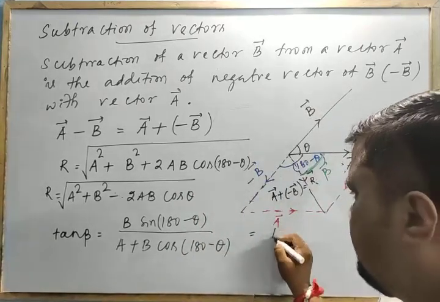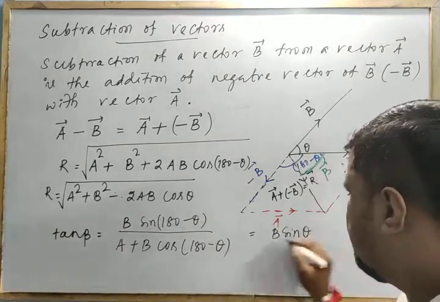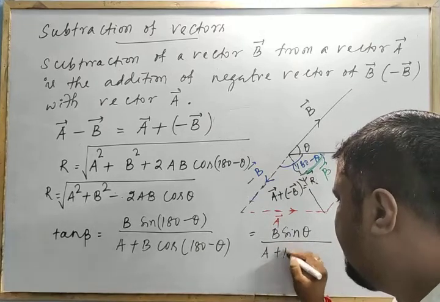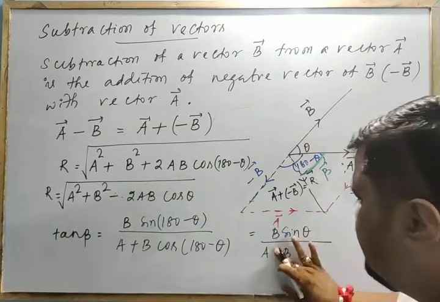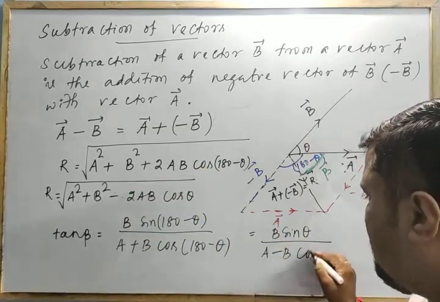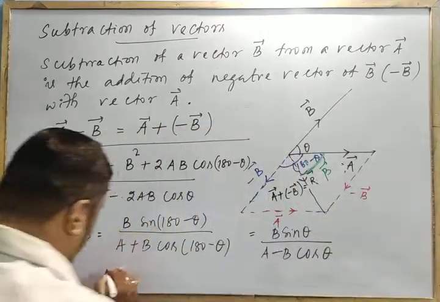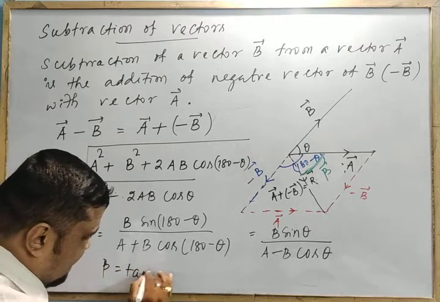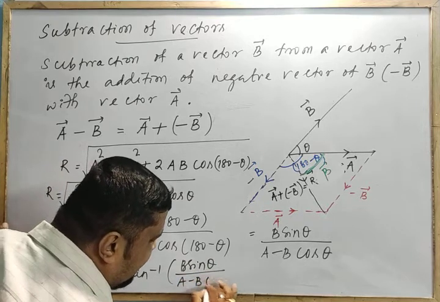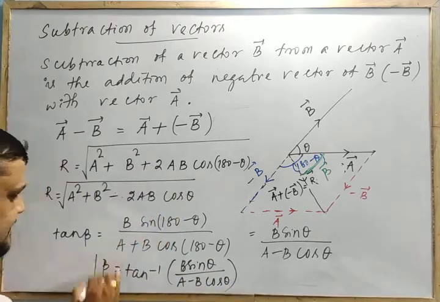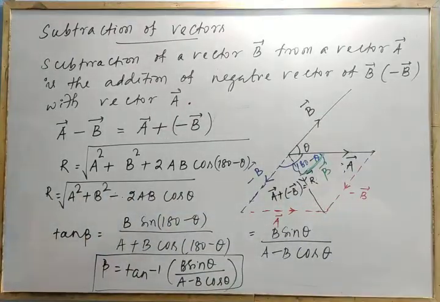What will we get here? B sin of 180 minus theta is B sin theta, divided by A plus B cos of 180 minus theta, which is minus cos theta. So this plus becomes minus B cos theta. This is your tan beta, or beta is equal to tan inverse of B sin theta divided by A minus B cos theta. Is that clear? All of you clear about this?